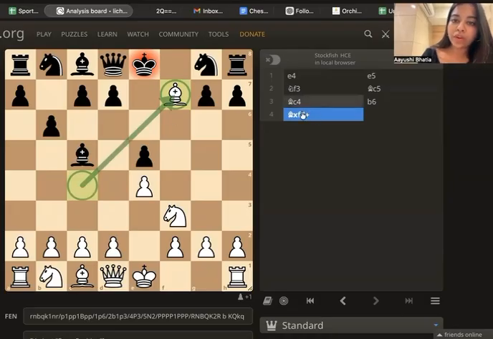Now you might be wondering, what is this plus sign for? So this plus sign is basically the sign for check. Okay, I hope you can see the bishop is giving check on the f7 square. Hence, this is the sign for check.